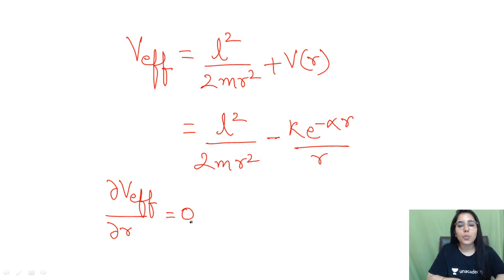But here, since we want to know about the r value, which is the radius value, exactly that value we will get from this equation itself, and the point gives us the equilibrium point value. So this is the step you have to follow after writing the effective potential.